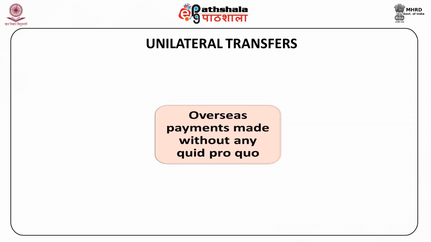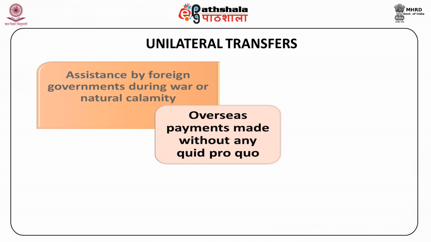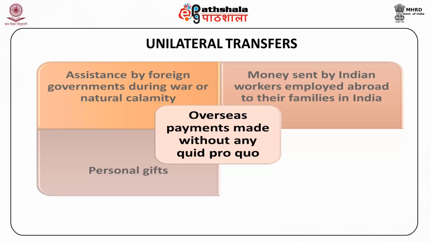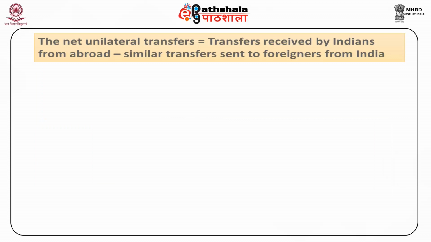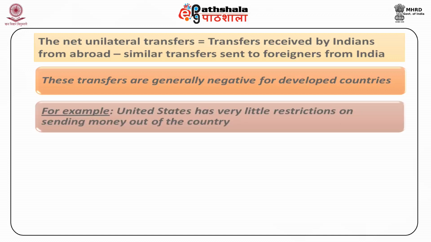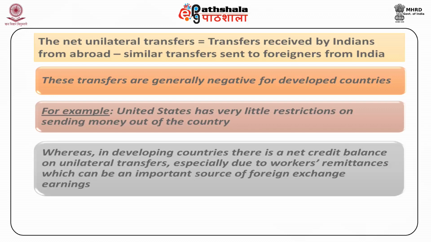Overseas payments made without any quid pro quo, such as assistance by foreign governments during war or natural calamity, workers' remittances, for example money sent by Indian workers employed abroad to their families in India, personal gifts, donations, etc., are recorded in the current account. The net unilateral transfers are transfers received by Indians from abroad minus similar transfers sent to foreigners from India. These transfers are generally negative for developed countries such as the US as it has very little restrictions on sending money out of the country, whereas in many developing countries there is a net credit balance on unilateral transfers, especially due to workers' remittances, which can be an important source of foreign exchange earnings.